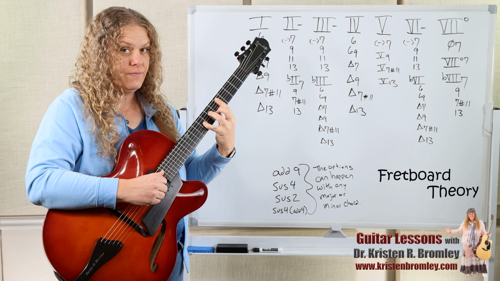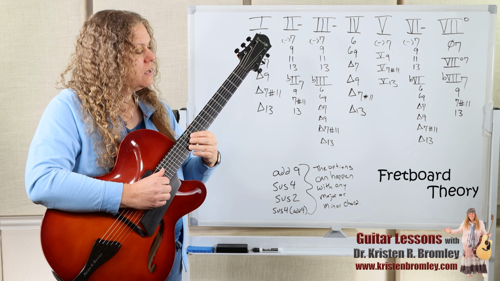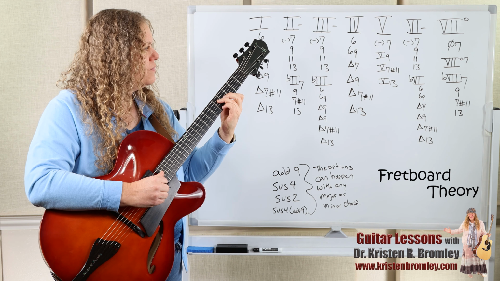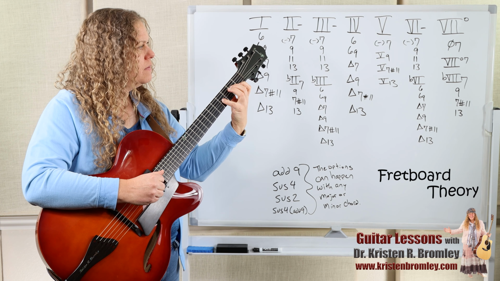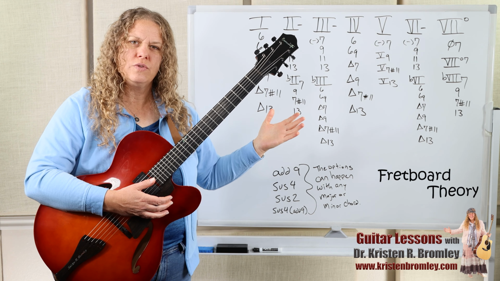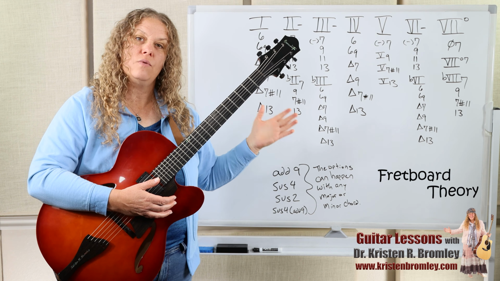E minor could be E minor add 9. F could be F9. G could be G9. A minor could be A minor add 9. And then we don't really do that with diminished chords. So you could have an add 9.